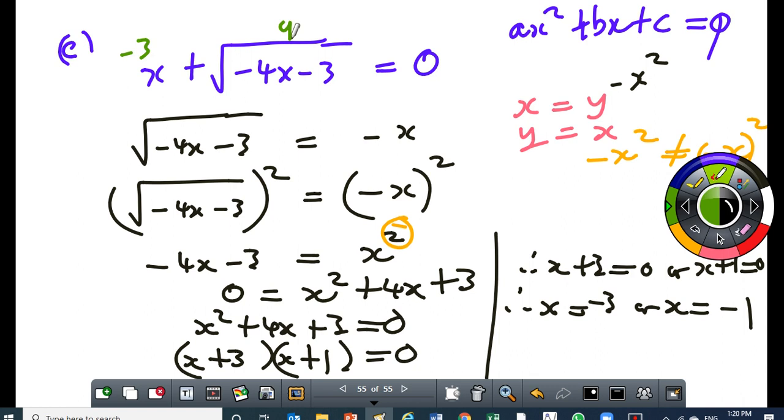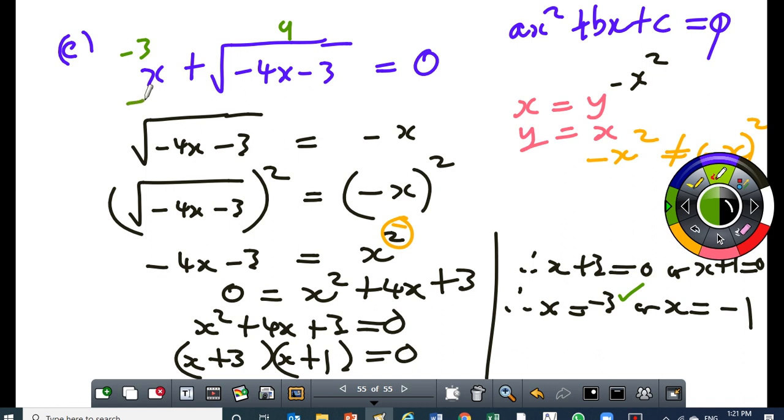Okay? Now this 9 here, you find the square root of it, which is a 3. So you end up with minus 3 plus 3, which gives you 0. So this will be a solution. x equal to minus 3 is a solution. Right? Then you have to test the minus 1.